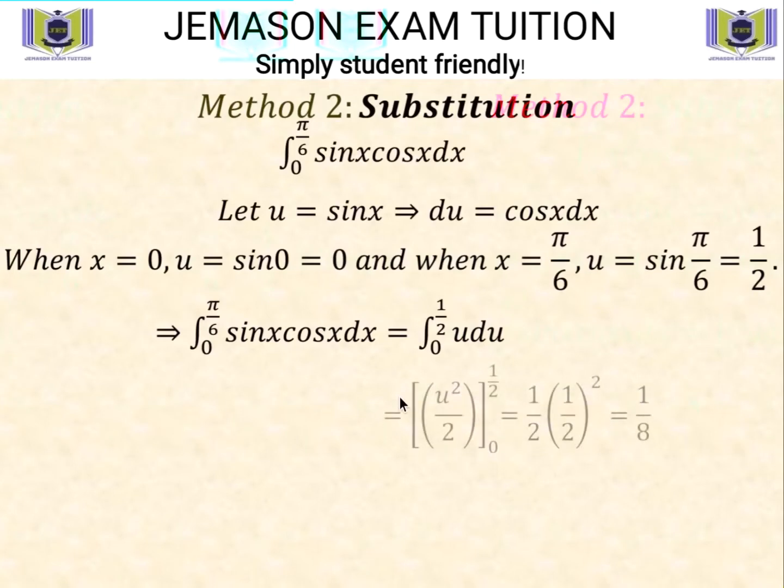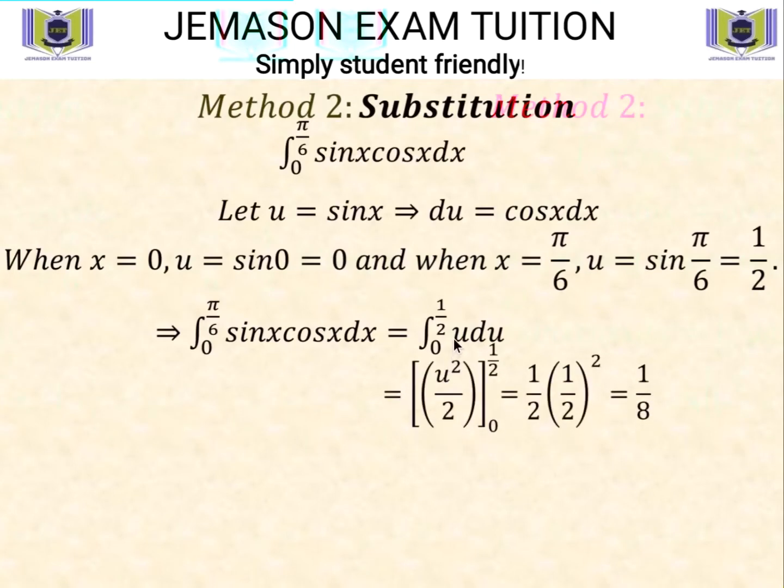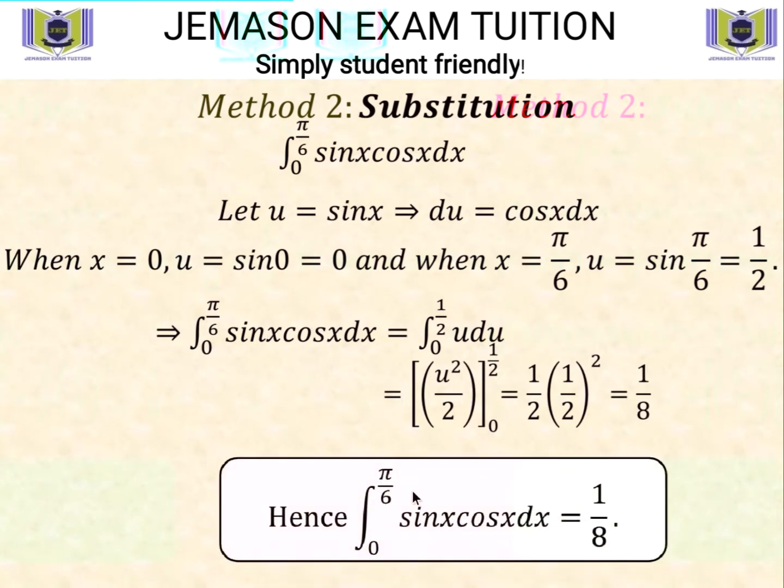If we integrate u, we have u to the 1 plus 1 all over 1 plus 1, and it gives u squared over 2. And we have to substitute the limits from 0 to half. Substituting, we have half times half squared minus the substitution of 0, which gives 0. Again, it gives 1 over 8. And so in this method, the integral is still 1 over 8.